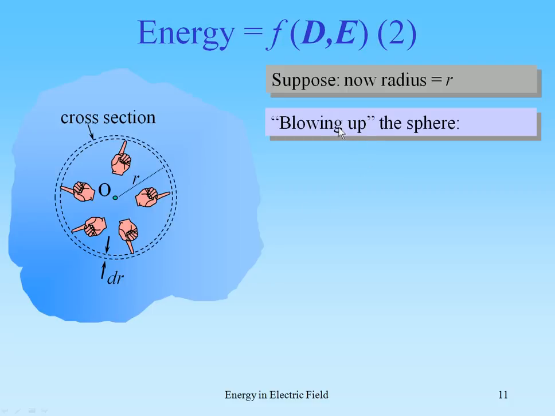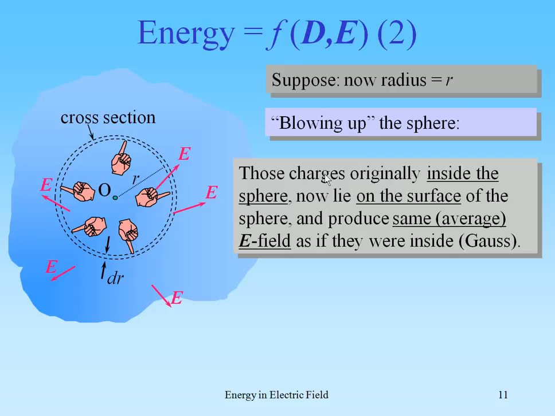By sweeping to infinity, suppose that we have now reached the radius r. Here we are blowing up the sphere. The charges that were originally inside the sphere now lie on the surface of the sphere, because they were swept along while blowing up the sphere, and those charges produce the same average E field as if they were inside. That's due to Gauss.